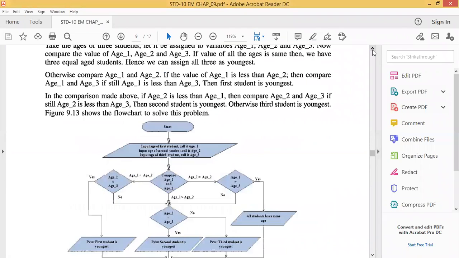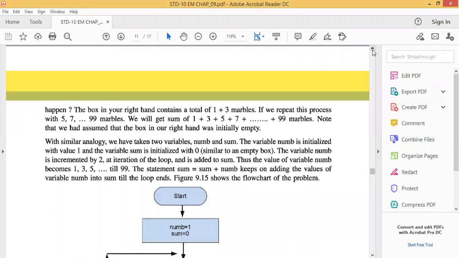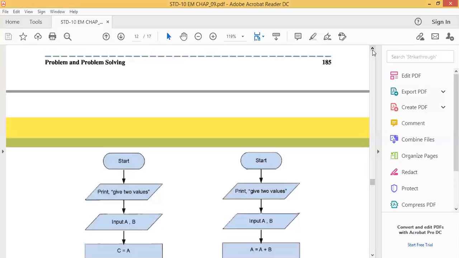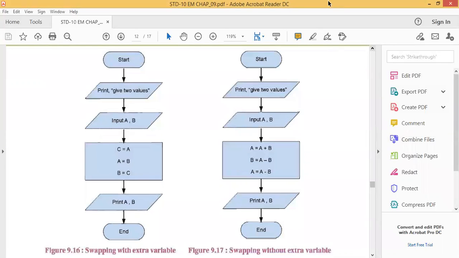We already covered flowchart. What is flowchart? Which symbols are used? Start, input, output. This is the start symbol. This is the input output symbol. This is also input output. This is the processing symbol. This is the end symbol.